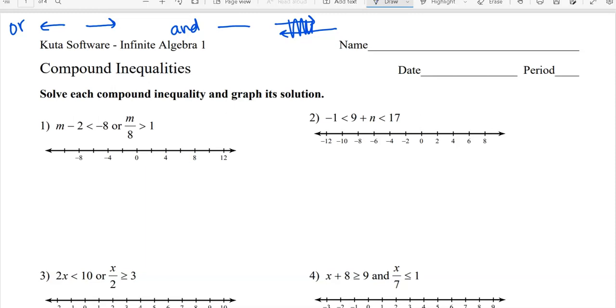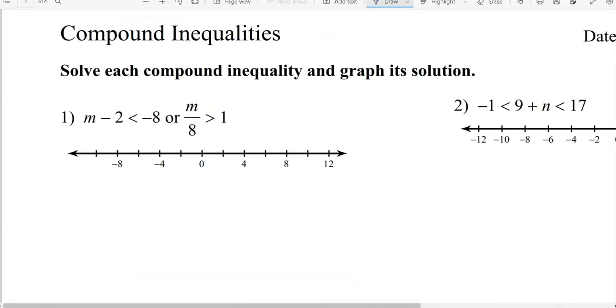So with number one, looking at it, we see the word or, don't we? So in my head, I can visualize we're going to be bouncing away from each other, going opposite directions. Where it's happening, we're not quite sure. We technically have two different equations to solve. We have m minus 2 is less than negative 8, or m divided by 8 is greater than 1. These are two separate equations.